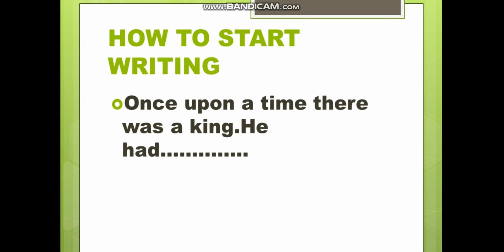Now you have to imagine in your mind that once upon a time there was a king. He had dash dash dash dash. Now here the game starts. Now the first line of the story or your composition is once upon a time there was a king. Now he had. Now after he had, you can write whatever you imagine. It's very simple. You can imagine. Now I will tell you.